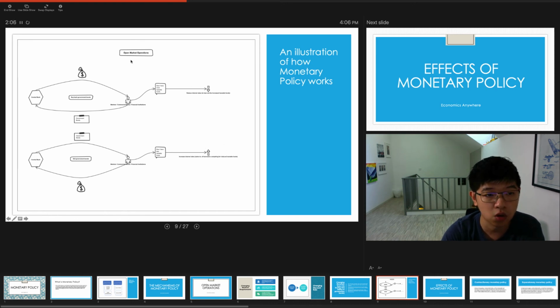So this is how open market operations work, via the buying and selling of government bonds, in order to influence the supply of loanable funds in order to influence the interest rates. And that is really a short illustration of how monetary policy typically works.